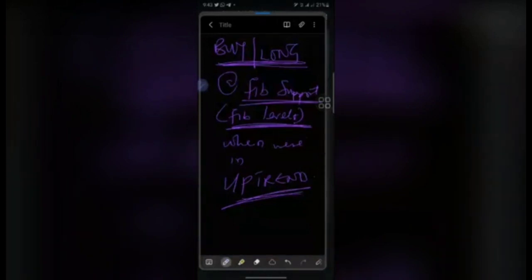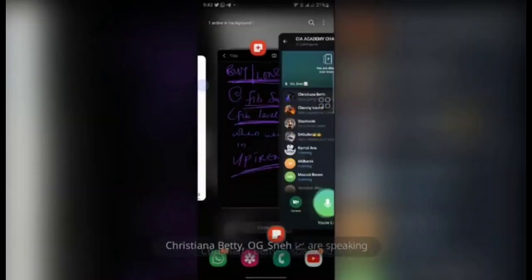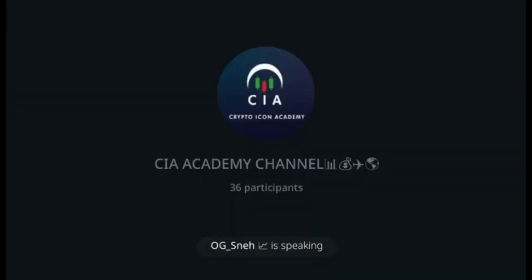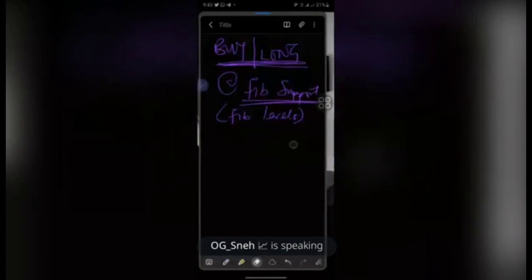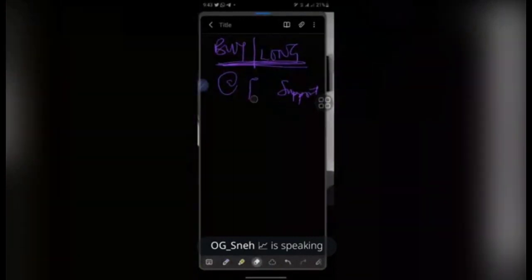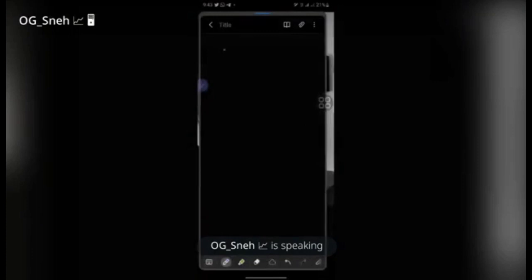Are you with me? Yes. Okay, thank you. Now, how do we draw this Fibonacci support and resistance that I told you about? These Fibonacci levels, how do we draw it? Do we just place it anyhow? No. Before you can draw your Fibonacci, whether in uptrend or downtrend, you have to know where you are going to start from and where you are going to stop.